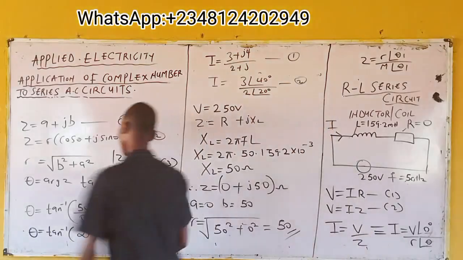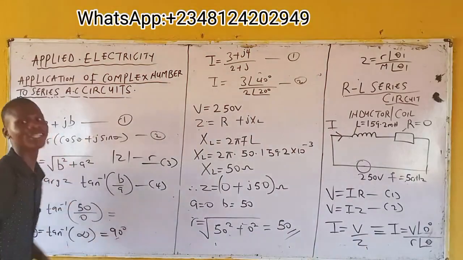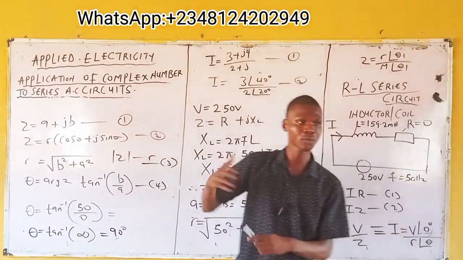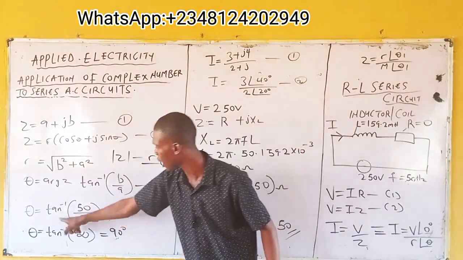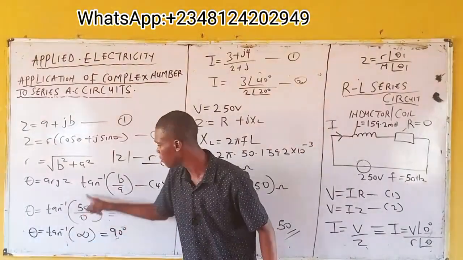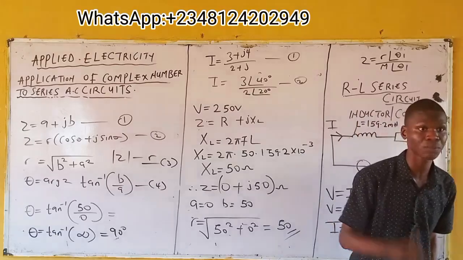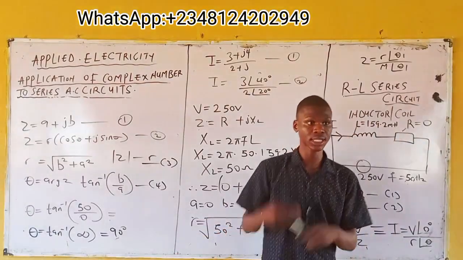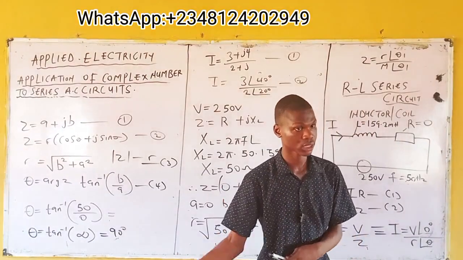So meaning that theta here is what? 90 degree. So what this means is that you encounter this as you start solving more problems, more questions. Whenever you have something like this, tan inverse of 50/0, meaning 50/0 tends to what? Infinity. We are saying that it tends to infinity because mathematically we don't have it. When we say tends, probably it is closer. We can relate it to it.